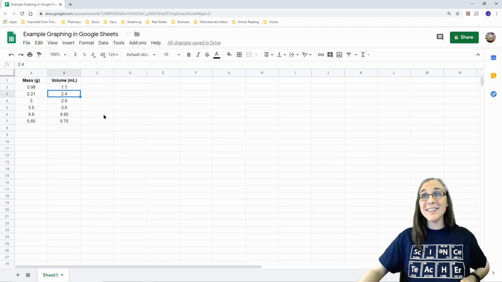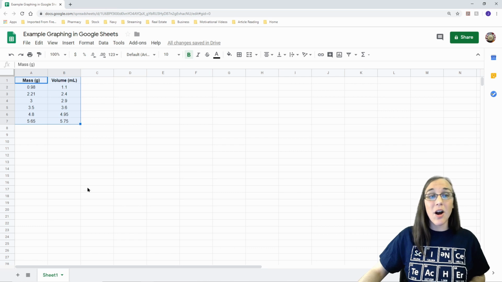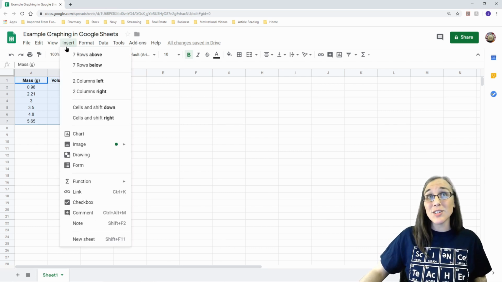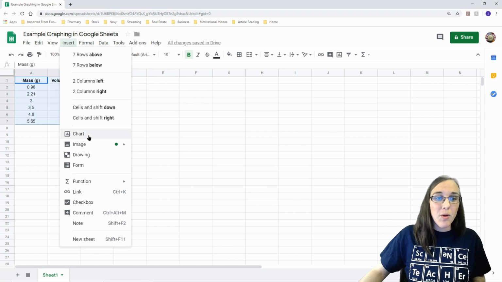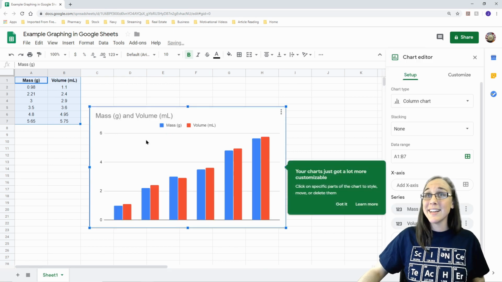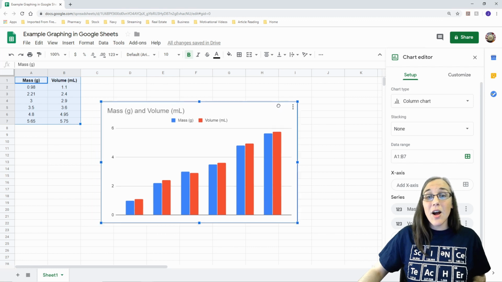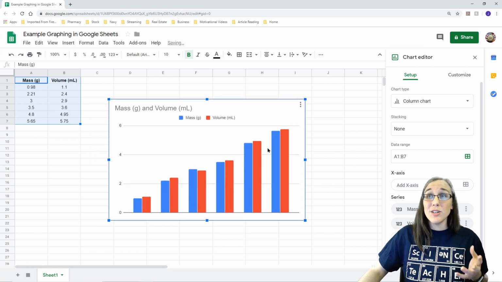If you've got that squared away and set, in order to make a graph, we can highlight both of these columns that we have side by side, and we can go up to Insert. Once we're at Insert, we want to insert a chart. So I clicked on Chart, let it load up for a second, and there we go. Notice that it automatically gave us a bar chart.